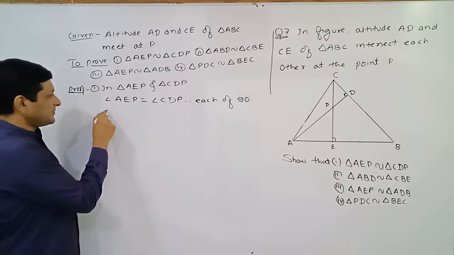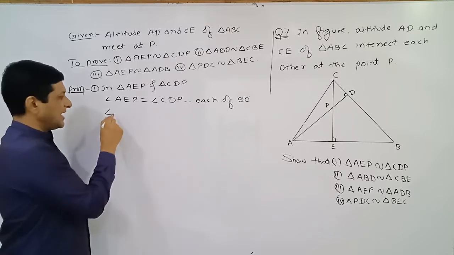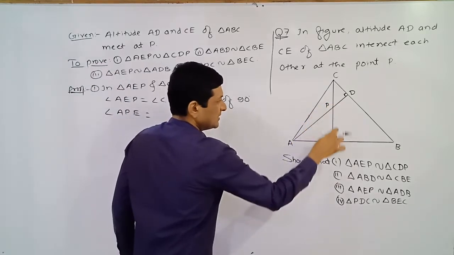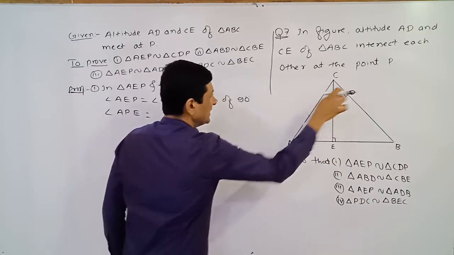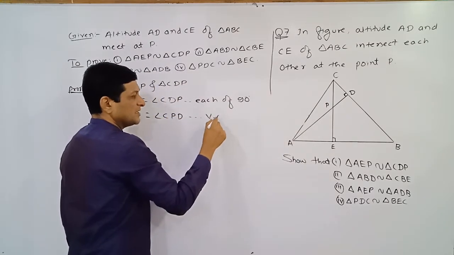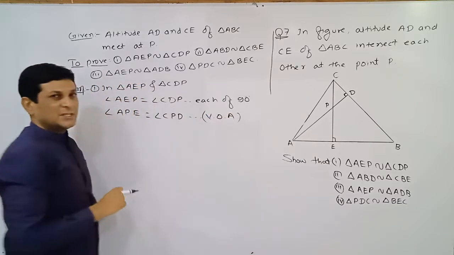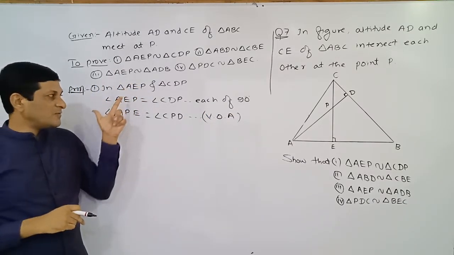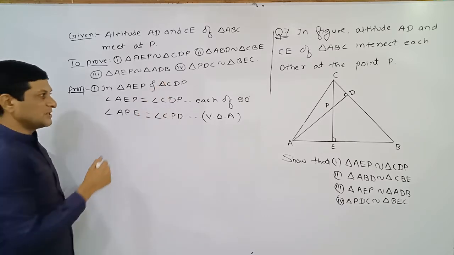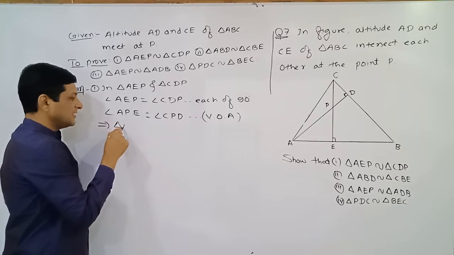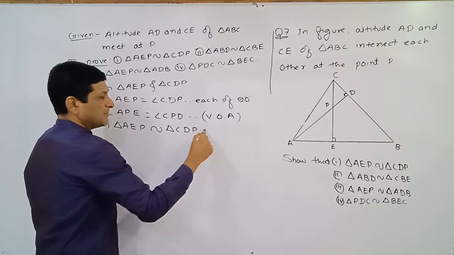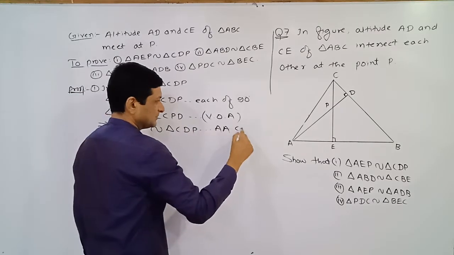Again, angle APE, now vertically opposite angle APE, is equal to angle CPD. So these are vertically opposite angles. So in this way, we have shown that two angles of the first triangle are equal to two corresponding angles of the other triangle. So this implies that triangle AEP is similar to triangle CDP. By which criterion? AA.